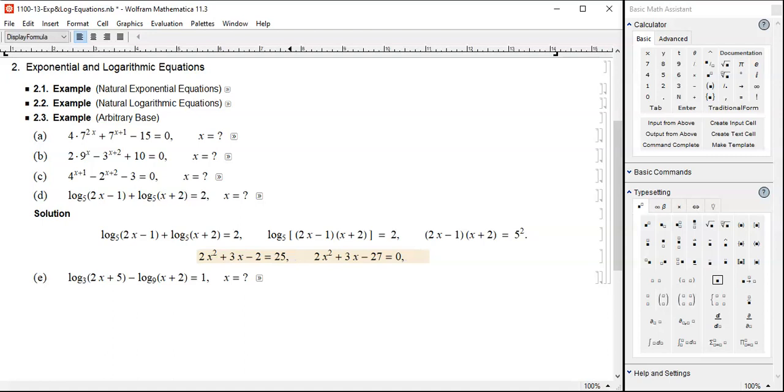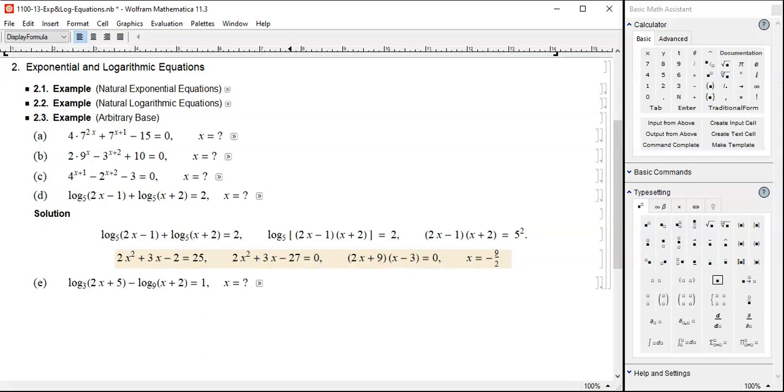And then 9 times 3 is 27. So we have 2x plus 9x minus 3 equal to 0, isn't it? 9 times -3 is -27. So that's plus 9 minus 6. Yeah, that'll do it. x equals -9/2 or x equals 3.